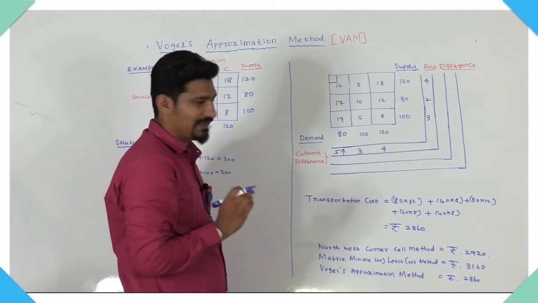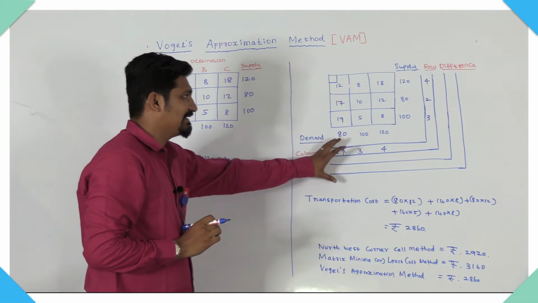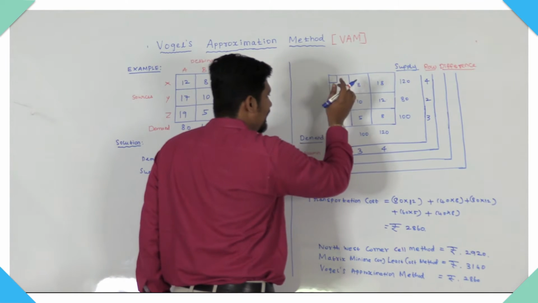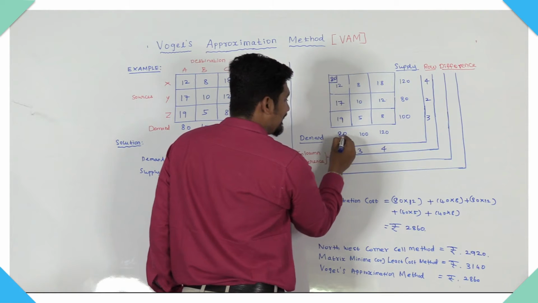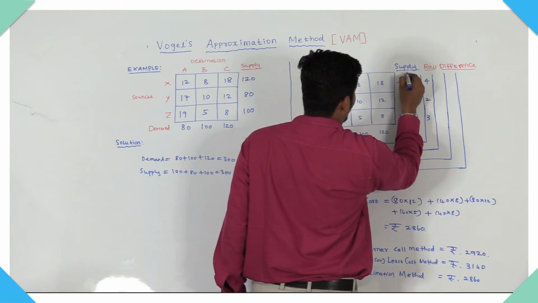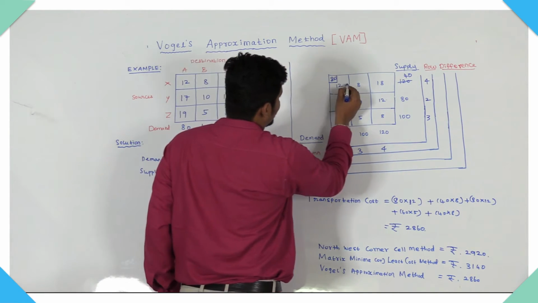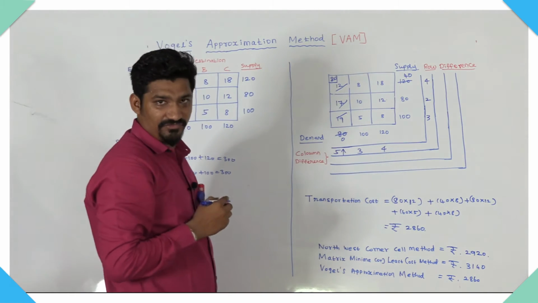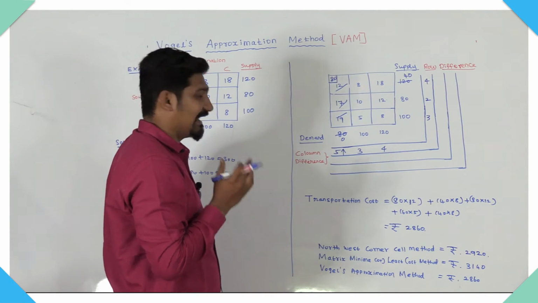Now we need to compare demand and supply. Demand is 80, supply is 120. Which one is the least value for this particular cell? 80 is the least value. So allocate 80 here. Subtract here, you will get 0, and subtract here, you will get 40. This column is 0 now, so delete the entire column.